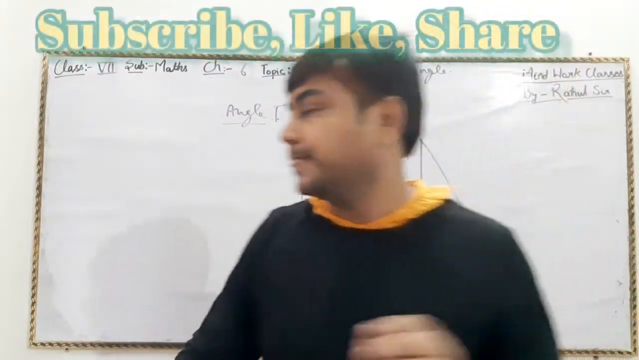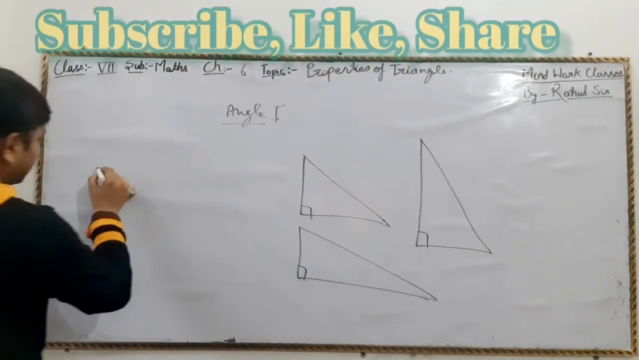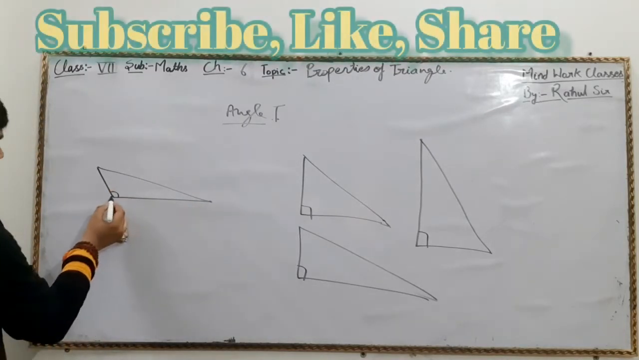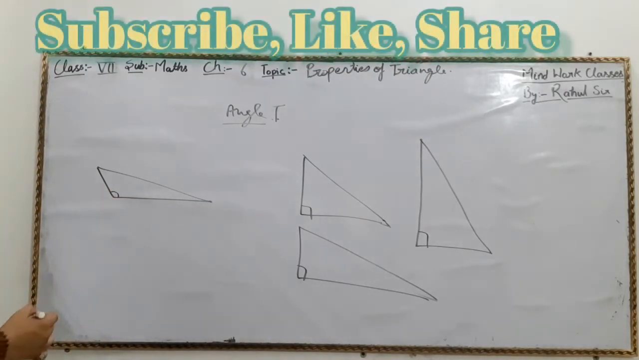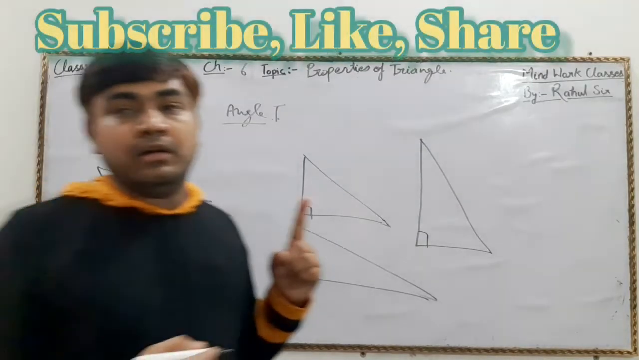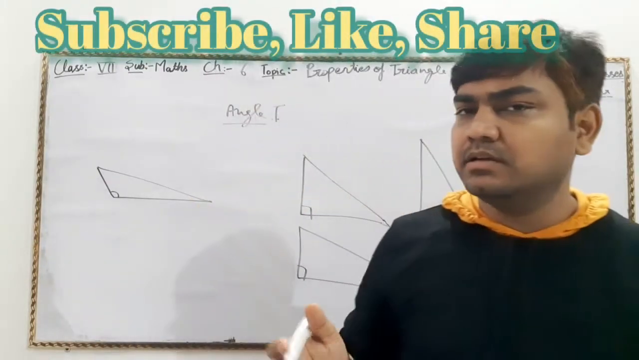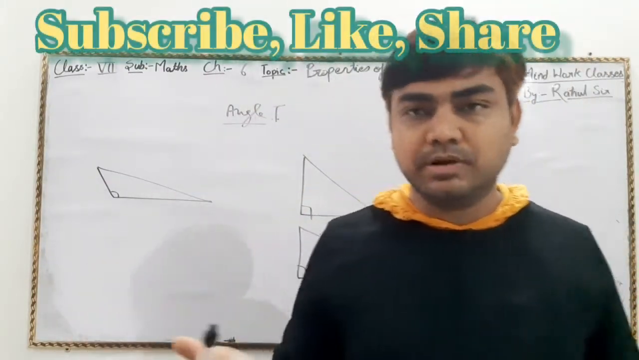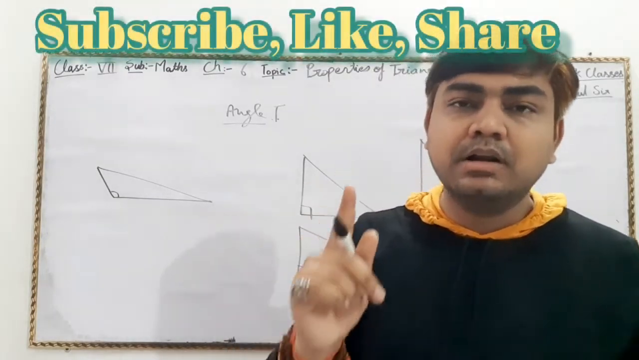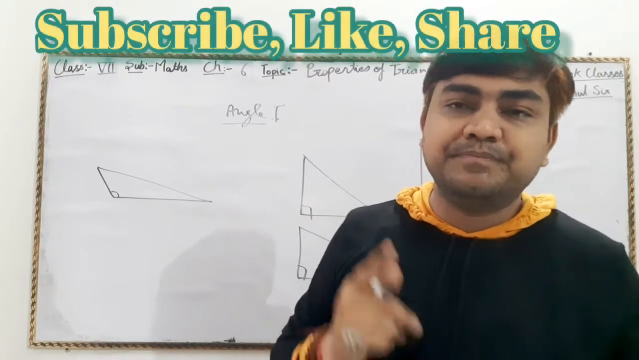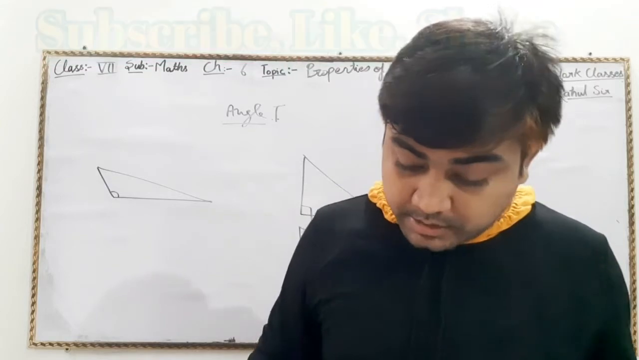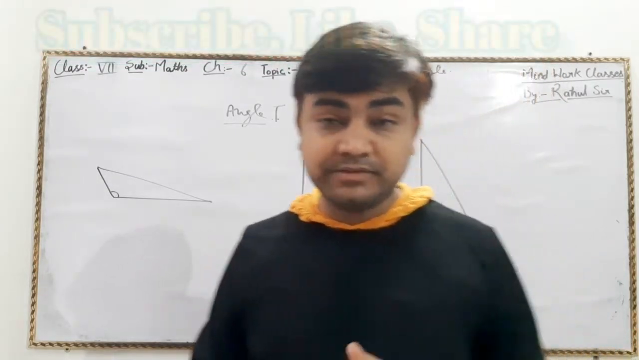Obtuse angled triangle. An obtuse angled triangle means any triangle which has one angle greater than 90 degrees. Look at this one. This angle is greater than 90 degrees. So any triangle which has only one, because two angles more than 90 are not possible, one obtuse angle, that is an obtuse angled triangle. So this is the classification of triangles by angles.